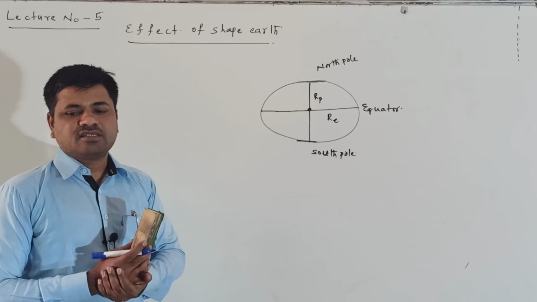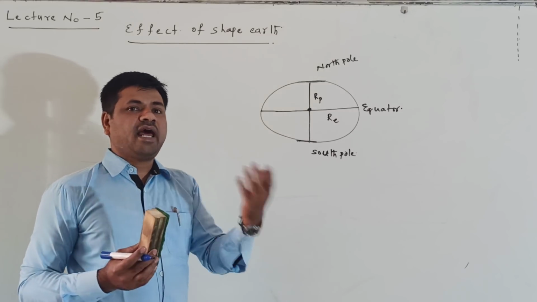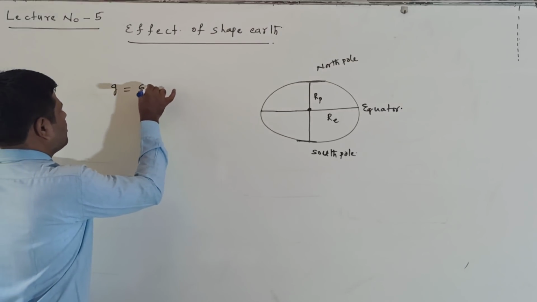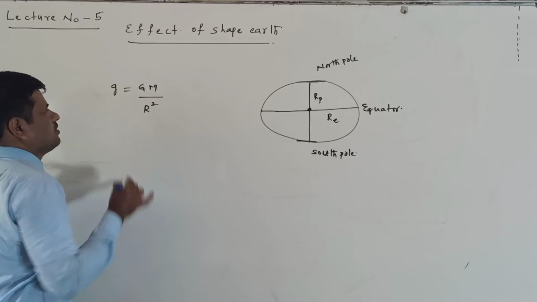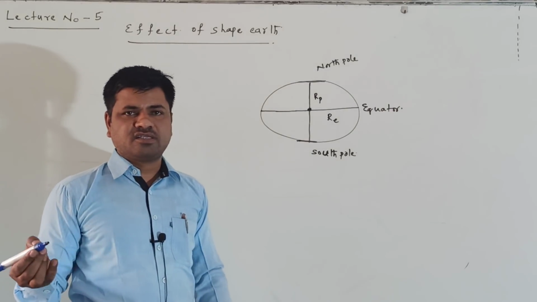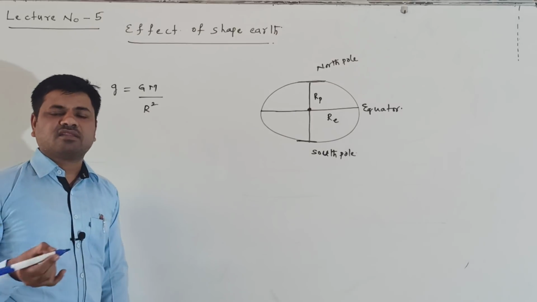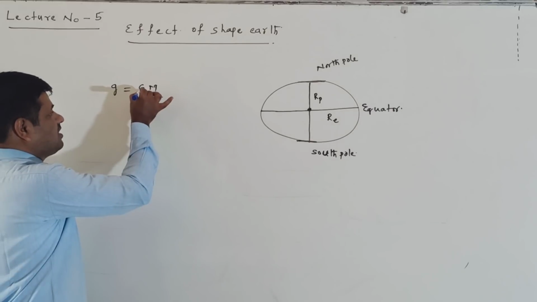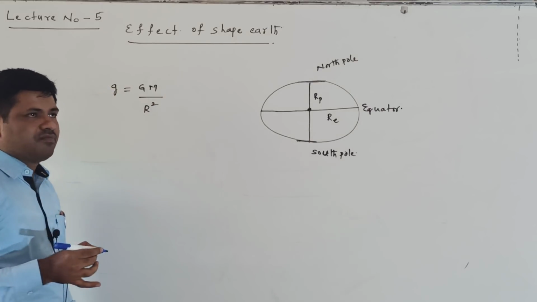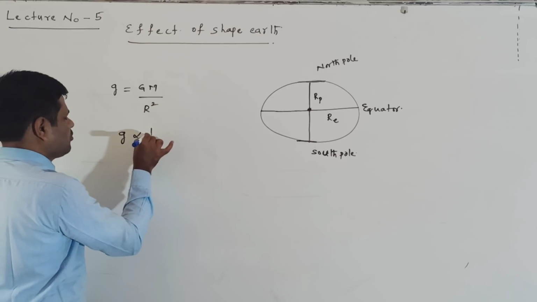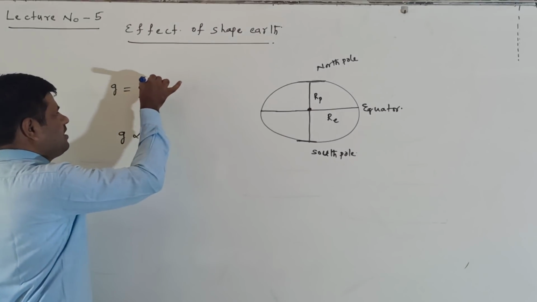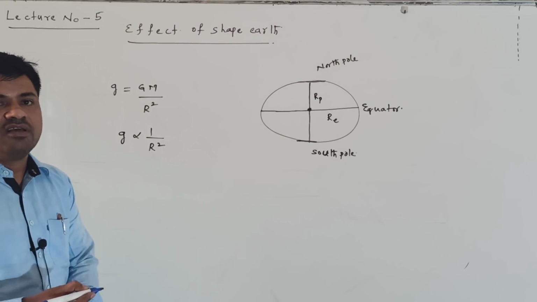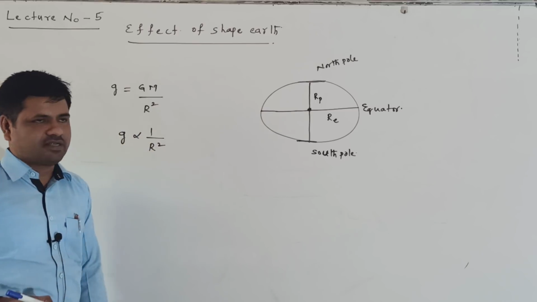That's the reason the earth is not a perfect sphere, and that's the reason acceleration due to gravity also changes. We know that g is equal to GM by R square. Here capital G is the universal gravitational constant, it is a constant. Mass of the earth, capital M, is also constant. When G and M are constant, g is proportional to 1 by R square.